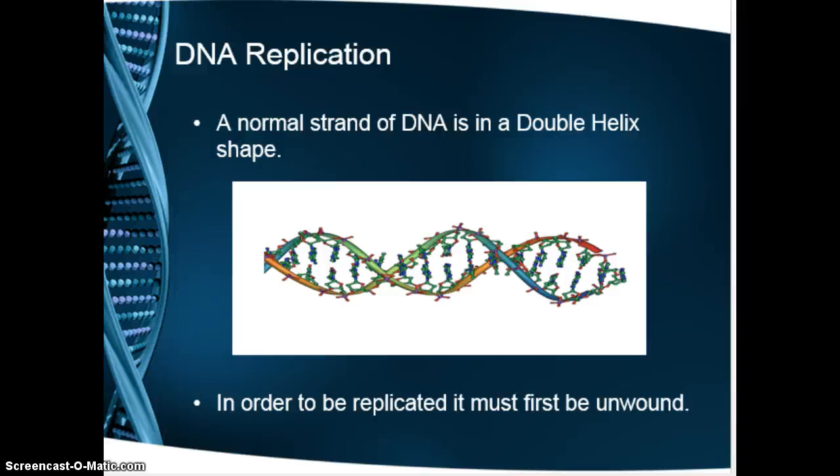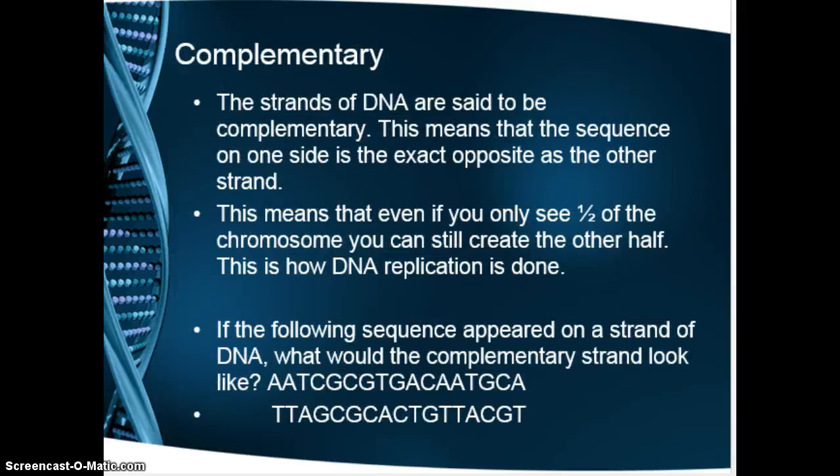Well, DNA, again, a reminder, a normal strand of DNA is in the double helix shape. Well, in order to be replicated, first it has to be unwound. And the reason it needs to be unwound has to do with this idea that each of the strands are said to be complementary of one another. And this means that the sequence on one side is the exact opposite of the other strand. And this means that even if you only see half of the chromosome, you can still create the other half. And this is how DNA replication is done.